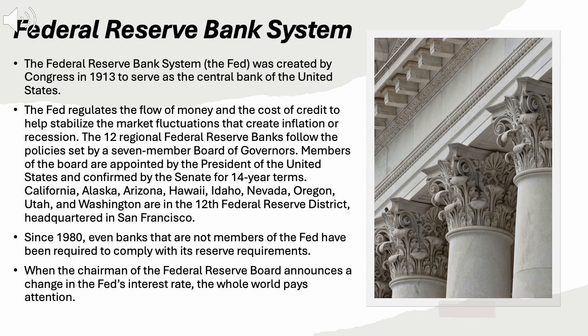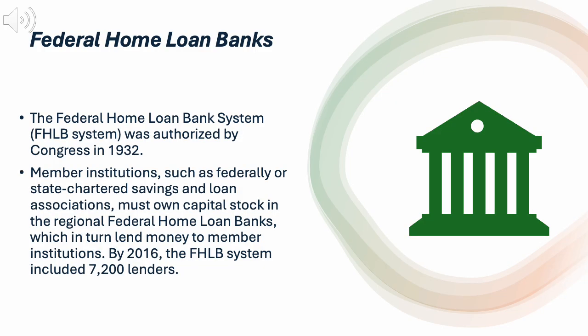Members of the board are appointed by the President of the United States and confirmed by the Senate for 14-year terms. California, Alaska, Arizona, Hawaii, Idaho, Nevada, Oregon, Utah, and Washington are in the 12th Federal Reserve District, headquartered in San Francisco. Since 1980, even banks that are not members of the Fed have been required to comply with its reserve requirements. When the chairman of the Federal Reserve Board announces a change in the Fed's interest rate, the whole world pays attention.